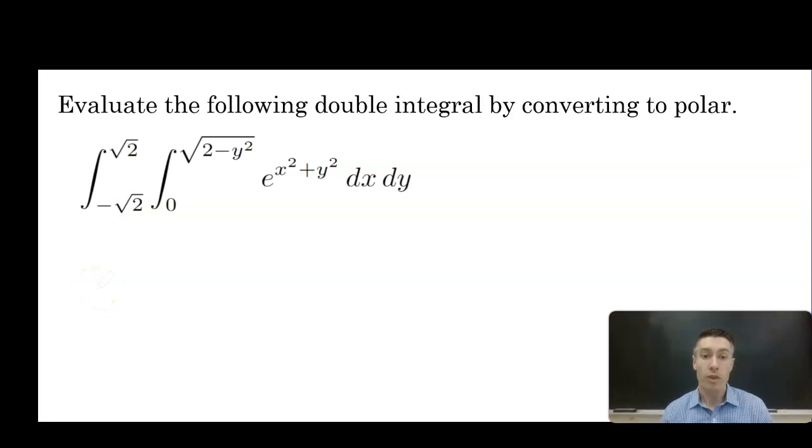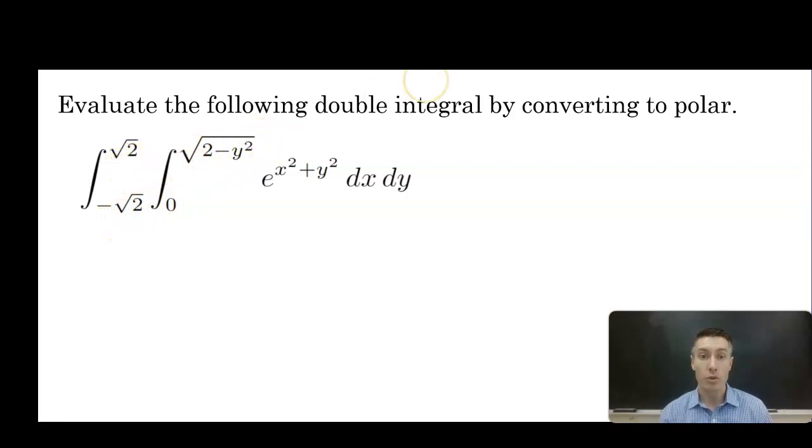Now, we're starting with a double integral that's already been set up in terms of x's and y's, and we're going to recognize that converting to polar is going to be easier here. Now, that recognition happens for a few reasons. In this particular integral, we're taking the double integral of e to the x squared plus y squared dx dy. X goes from 0 to the square root of 2 minus y squared. Y goes from negative square root of 2 to square root of 2.